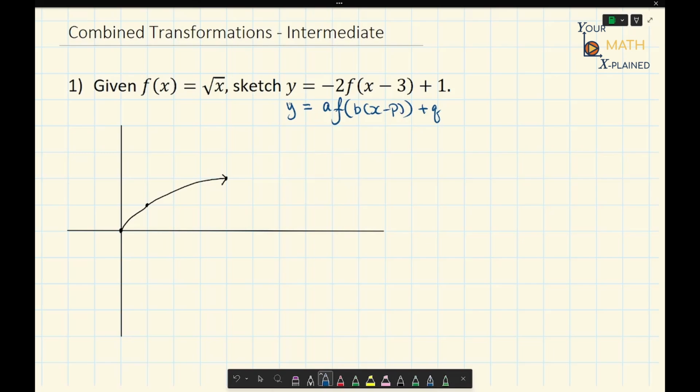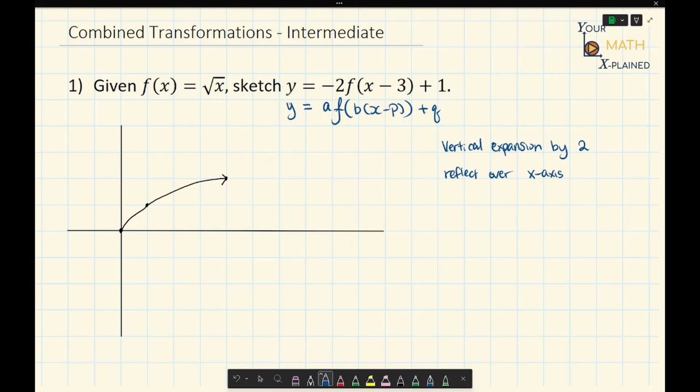So our a is equal to -2, which means we're going to have a vertical expansion by a factor of 2. But because the 2 is negative, there's also going to be a reflection over the x-axis. So we also need to reflect over the x-axis.